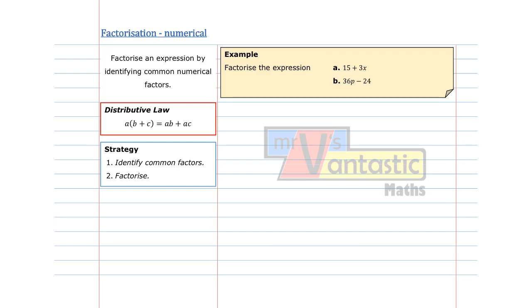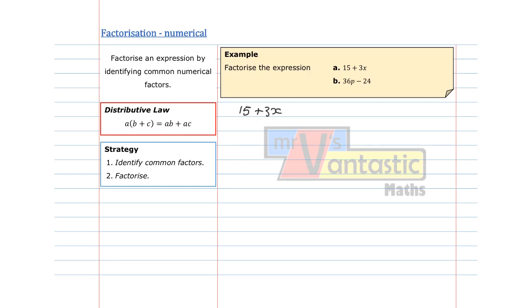This is Mr. V, and in this video we will factorize an expression by identifying common numerical factors. So here's the question. We want to factorize the expression 15 plus 3x. What that means is we want to reduce this back to a form where we have a number in front of a bracket. So we want to do the reverse of distributing.